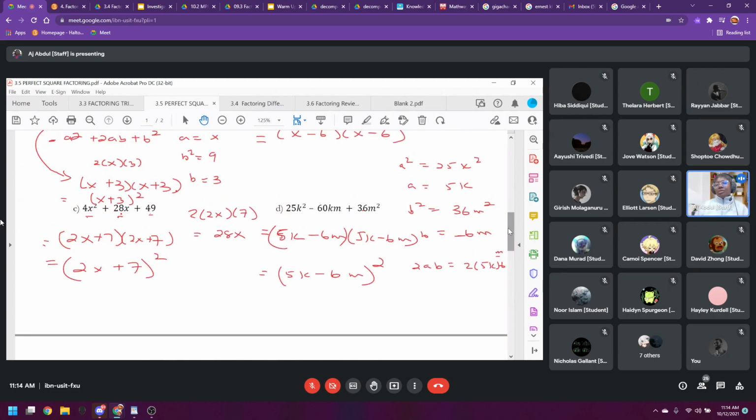You look at the middle term. So first of all, if I can square root the first term, and I can square root the last term, that's the first step. Then I look for the middle term, and I want to see if the middle term follows the pattern of 2 times a times b. The square root of the first term is a, the square root of the last one is b. If the middle term follows that pattern, that tells you that it is a perfect square trinomial.